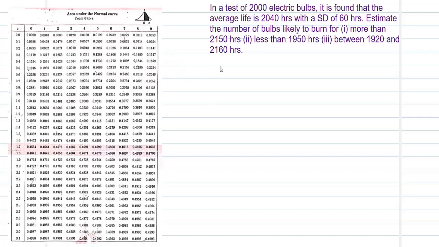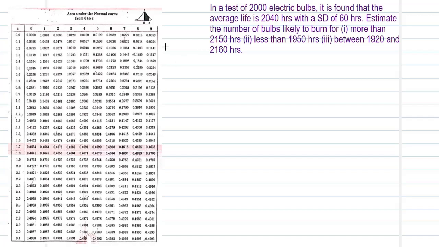So this is a data set where you have 2000 bulbs. You have been given the average and standard deviation. We will be estimating the probability for one bulb, and then if we want it for 2000 bulbs, we will have to multiply the resulting probability by 2000. So that's the idea here. The average lifetime is going to be normally distributed. We assume that it is normally distributed.